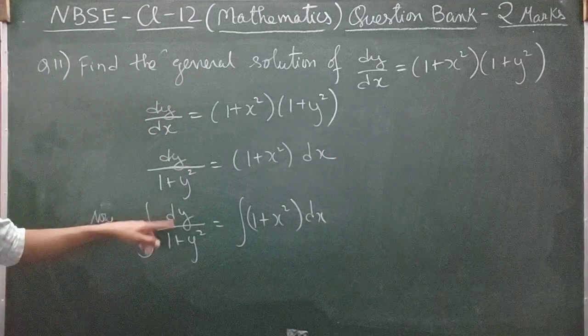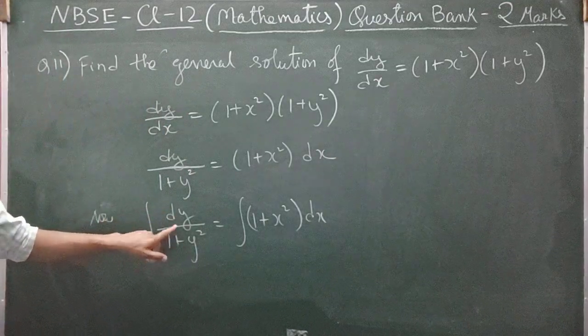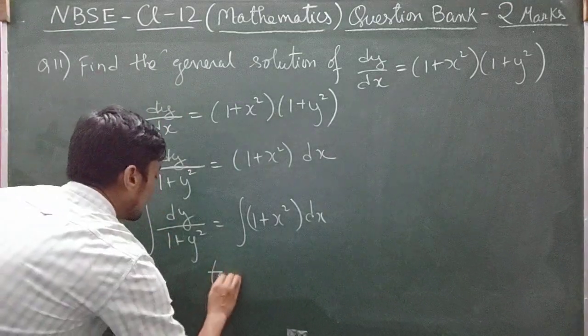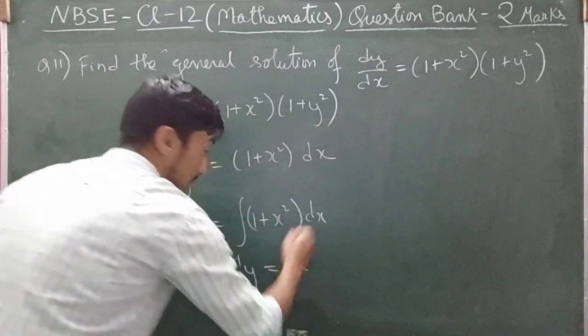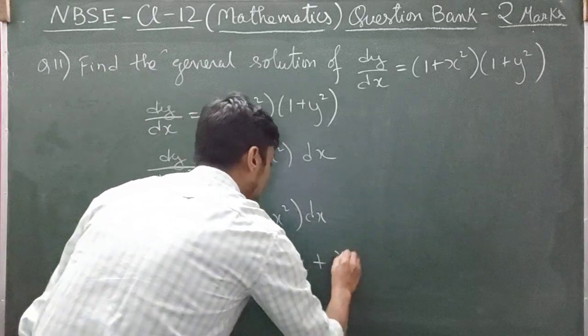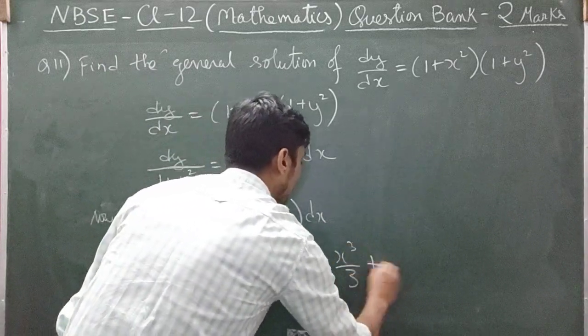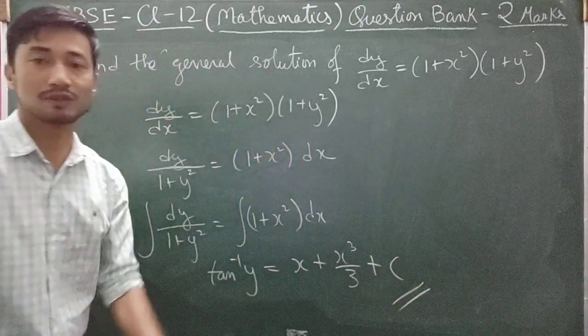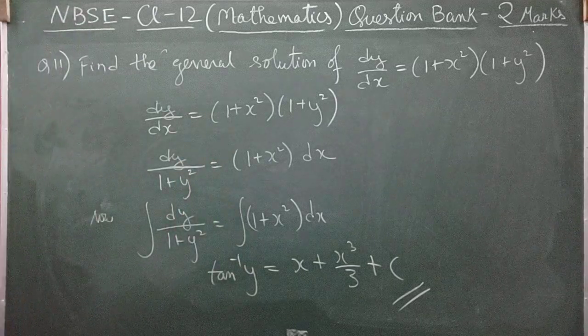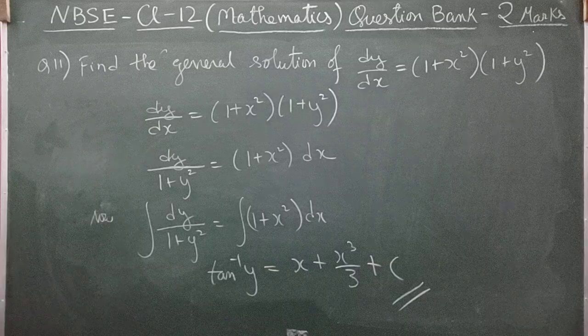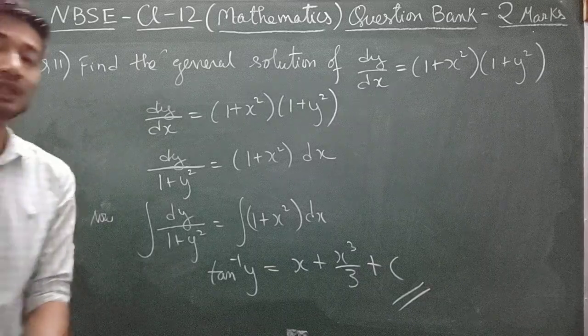So now integration of 1 by 1 plus y squared is nothing but tan inverse y, is equal to integration of 1 plus x squared with respect to x, that is x plus x cubed by 3 plus c. Such a simple question for 2 marks. Definitely. So it's tan inverse y equal to x plus x cubed by 3 plus c.